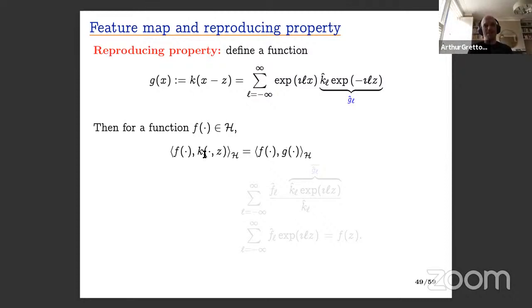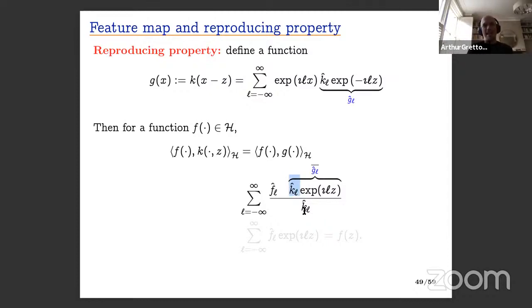Okay, so dot product of f and k. Here are my Fourier coefficients of f. Here are my Fourier coefficients of z. Notice I've had to switch the sign here because of this bar. And k is real valued, so I didn't have to do anything to that.